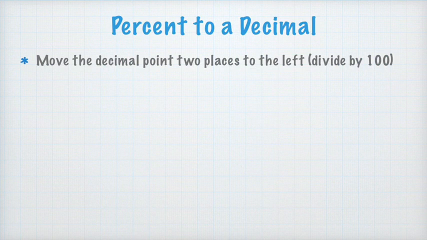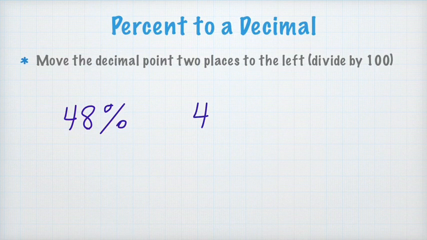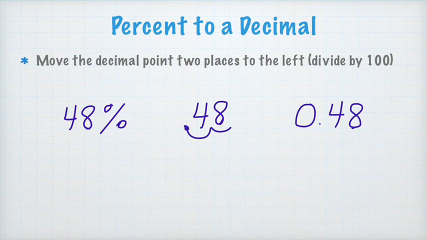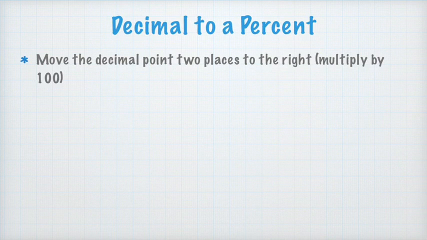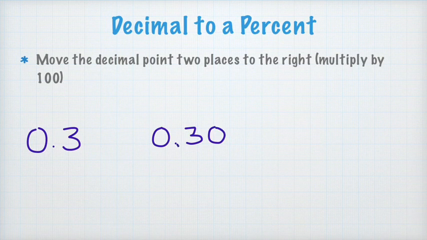When converting a percent to a decimal, move the decimal point 2 places to the left, or divide by 100. 48% is also 48 hundredths. To convert a decimal to a percent, move the decimal point 2 places to the right or multiply it by 100. For example, 3/10 is also 30%.